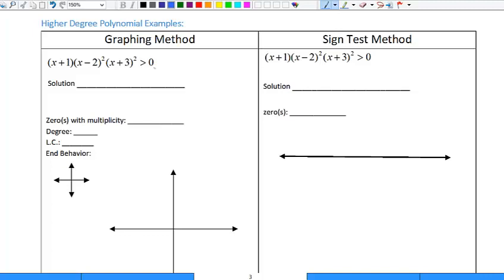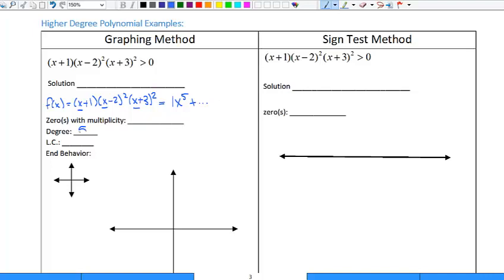Notice I'm only doing one inequality. I could use the same graph to get a whole bunch of different inequalities, but I think we have the point now. So I first want to emphasize that my function is x plus 1 times (x minus 2) squared times (x plus 3) squared. If I multiplied out the first terms of all of those, I would get x to the fifth, including my exponents, plus a whole bunch of other things.